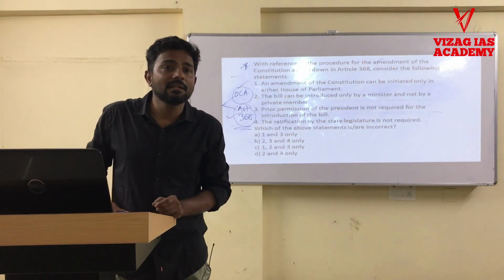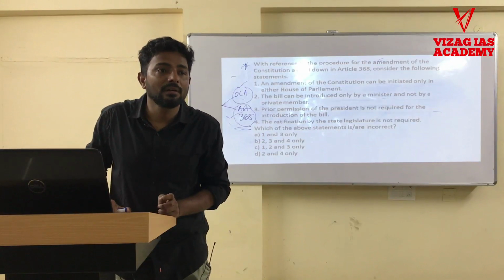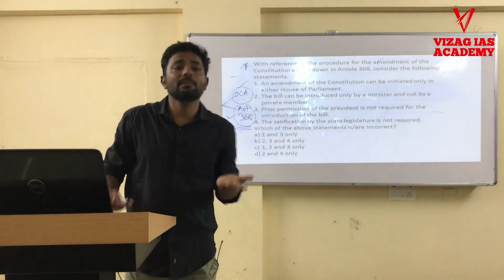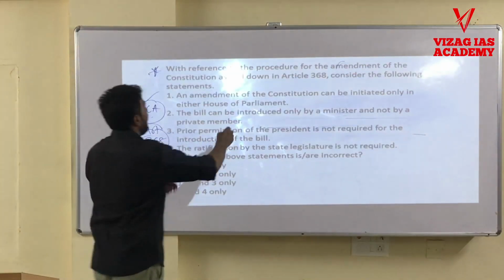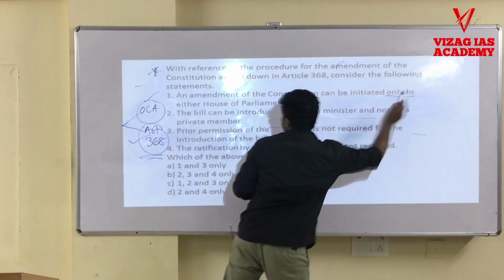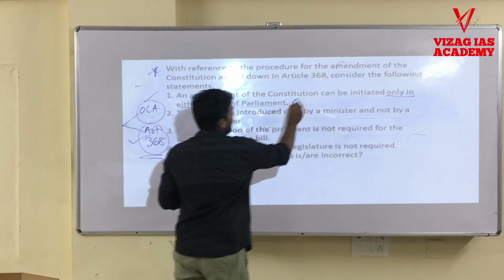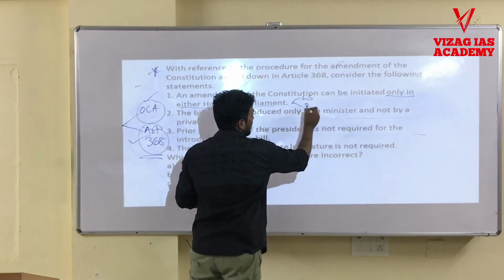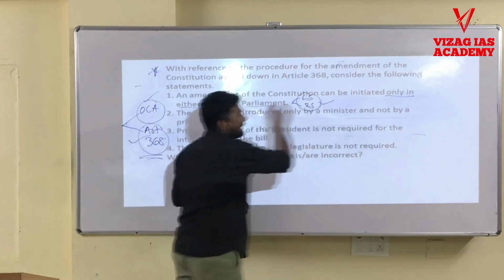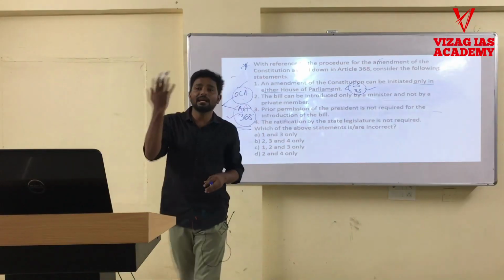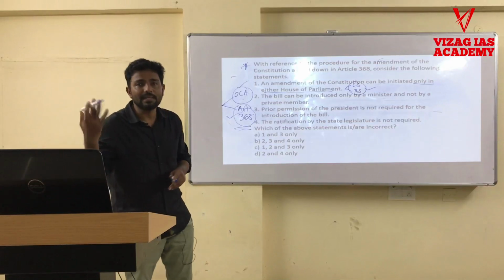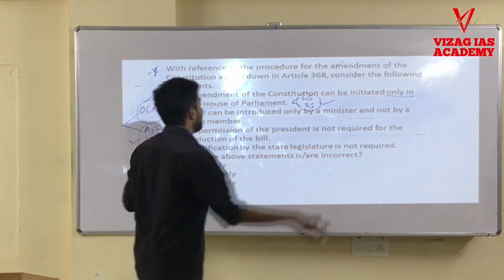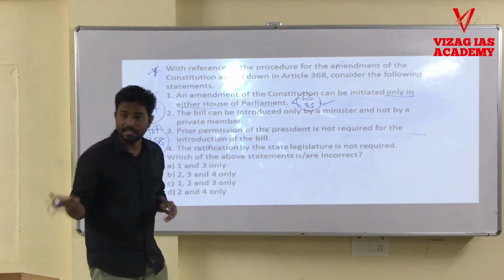Why is it correct? Because it cannot be initiated in any of the state legislatures or anywhere else. An amendment can be initiated only in either house of the parliament, whether it is Lok Sabha or Rajya Sabha. It can be initiated only in these 2 houses, not in any state legislature or legislative assembly or Vidhan Sabha or Vidhan Parishad, whatever. You cannot introduce it there.